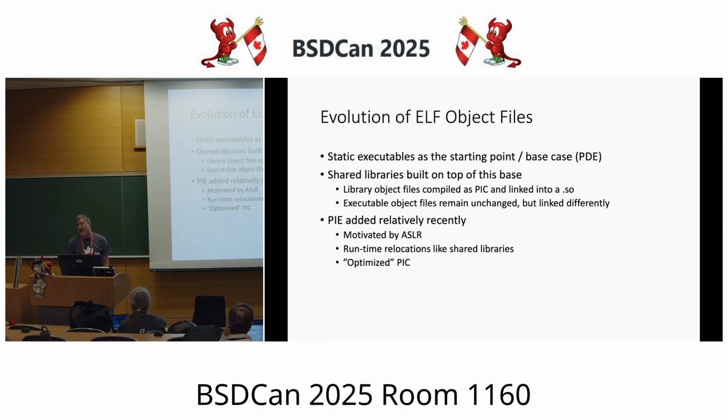Yep. FreeBSD 1 had a.out, FreeBSD 3 added ELF, FreeBSD 4 added shared libraries. We also had shared libraries with a.out, but it wasn't ELF format. Fair enough. But presumably I believe our a.out binaries were still effectively PDE and the libraries were PIC. Yes, they were.